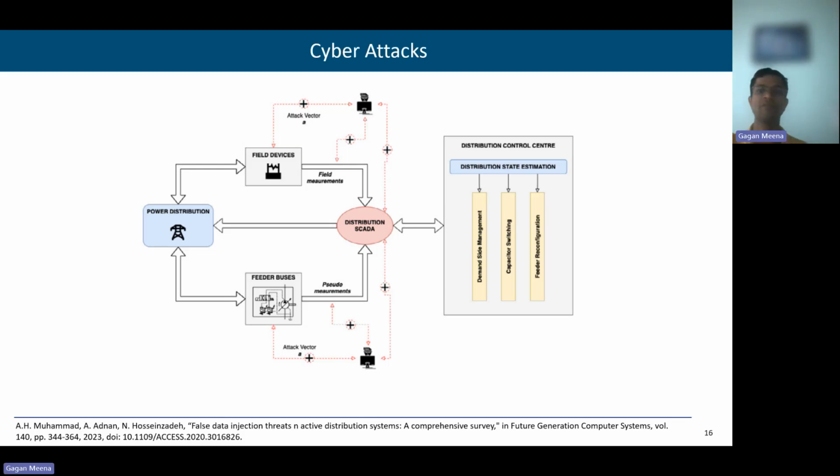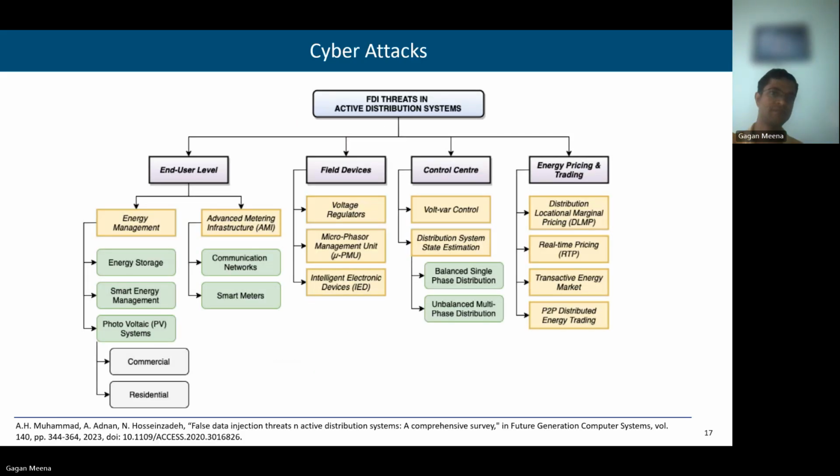In distribution control systems, state estimation is important for demand side management, capacitor switching, and feeder reconfiguration. These are the different types of false data injection threats in active distribution systems. The first one is the end user level. Here we have energy management or advanced metering infrastructure.